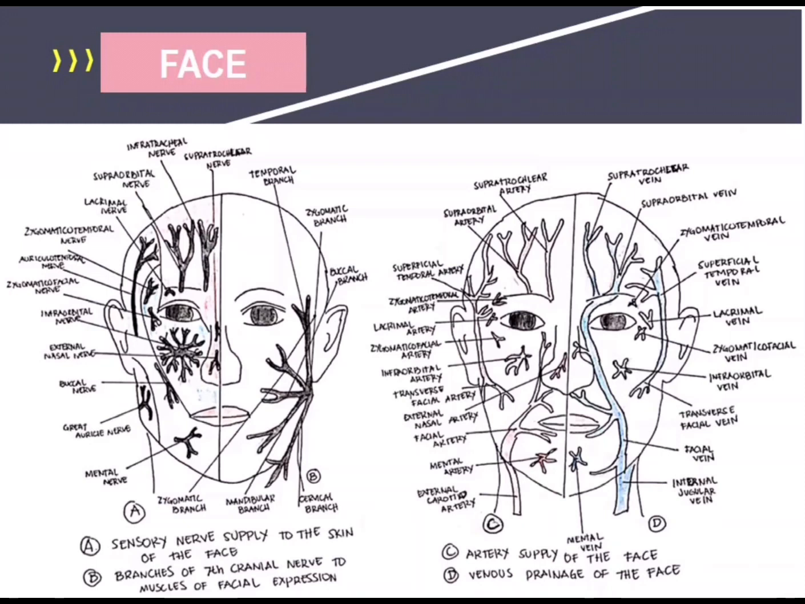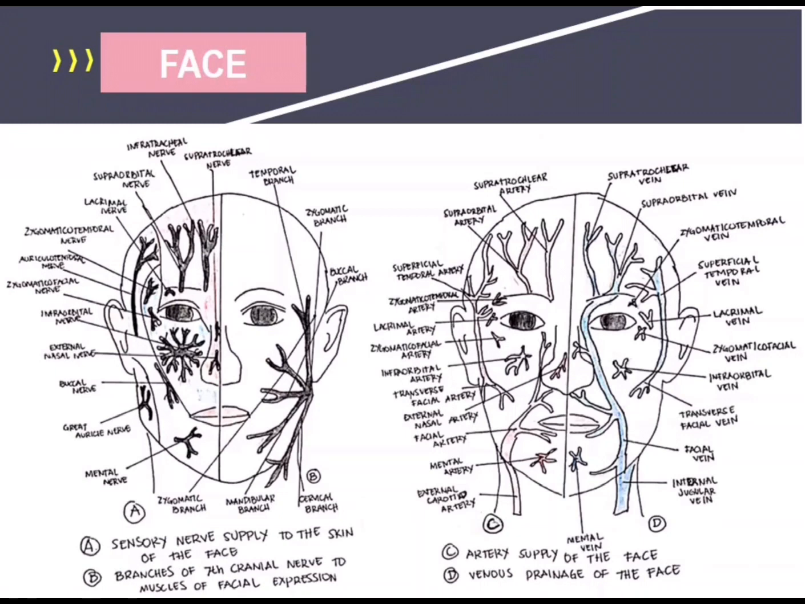The supratrochlear, infratrochlear, supraorbital, lacrimal, zygomaticotemporal, auriculotemporal, zygomaticofacial, infraorbital, external nasal, buccal, great auricular, and the mental nerve.